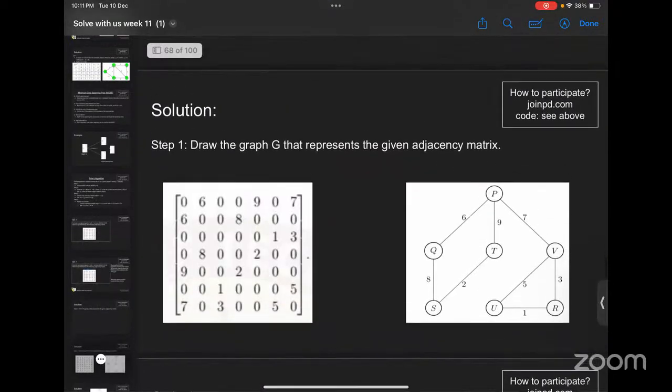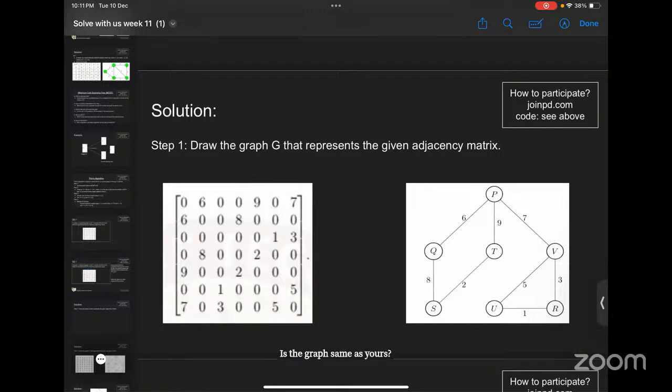So this is the graph, right? Is the graph the same as yours? Something different? Yes, ma'am. Same, right? Ma'am, is it RUVPQSG? RUVPQSG. Okay, so this is the set you found. Okay, let us start.